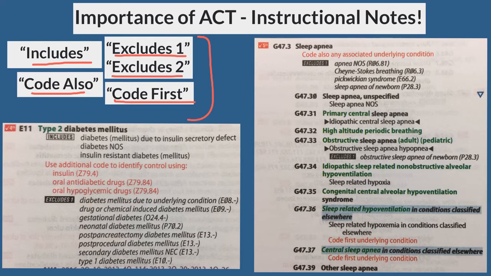Now, let's take a look at an example, again in the tabular list. Looking at code E11 for type 2 diabetes mellitus, note that we have an includes note. Let's say the medical documentation just documented diabetes. It didn't specify whether it was type 1 or type 2. If there was just a diagnosis of diabetes written, it's telling us that that is included in this type 2 code. So if the documentation just said diabetes, we would still code to the E11 category.